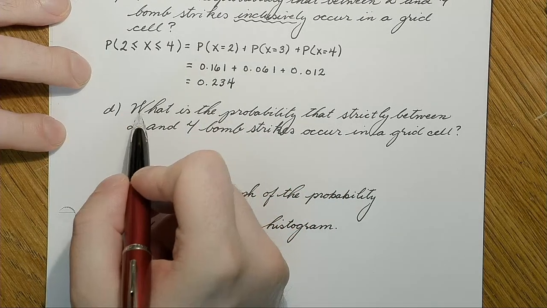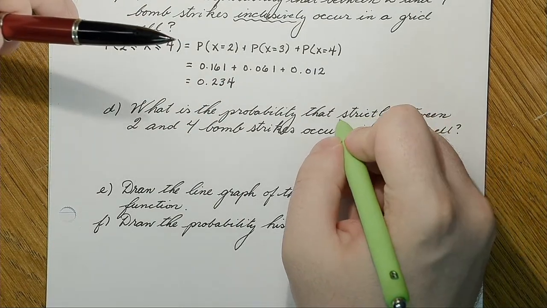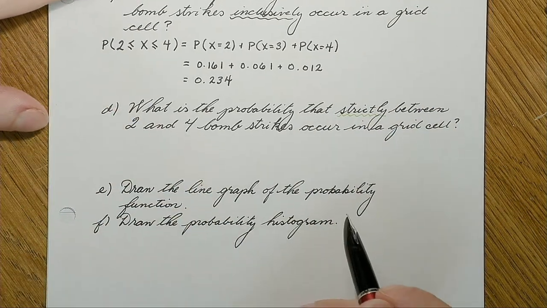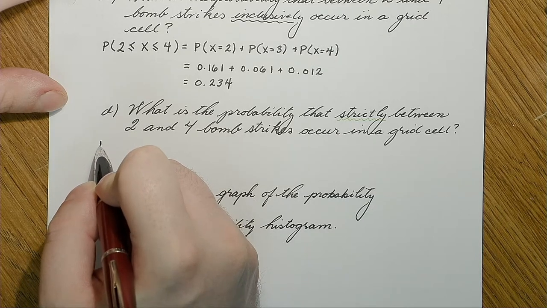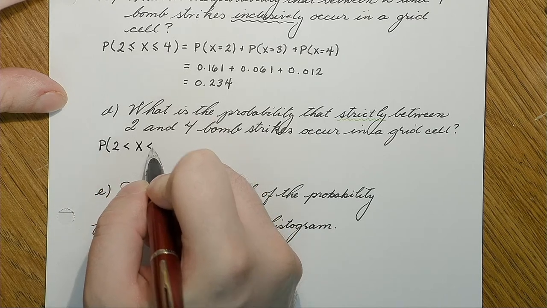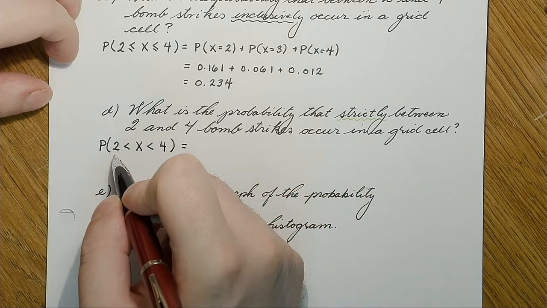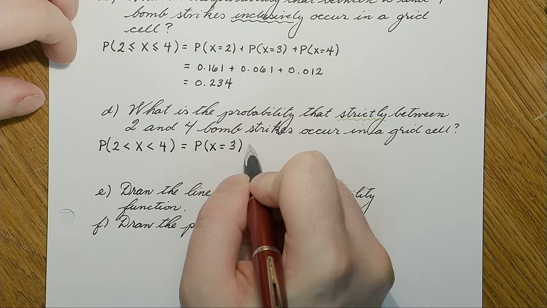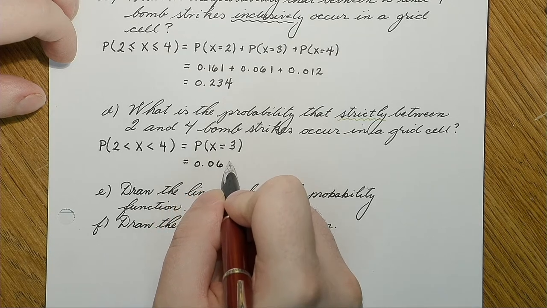The next part of this question is asking, what's the probability that strictly, an important key word here, strictly between 2 and 4 bomb strikes occur in a grid cell. So we want 2 strictly less than X, strictly less than 4. In this case, the only value between 2 and 4 is X equals 3, and in this case it's just 0.061.